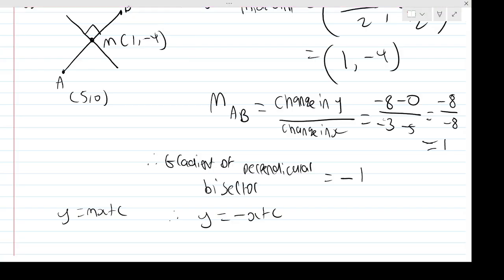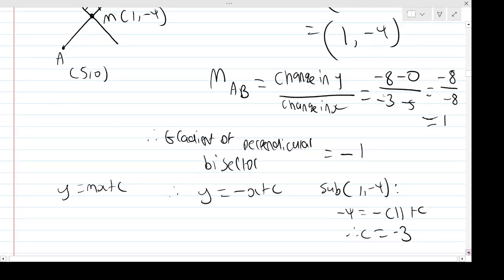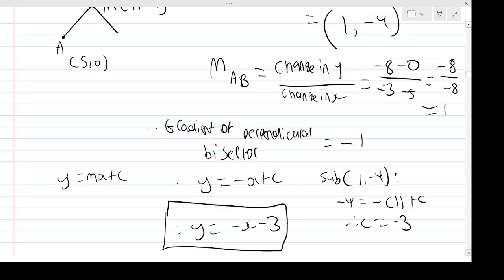So then I'm going to sub 1, minus 4 into the line. I then get, well, y would be minus 4, and then minus x would be minus 1, plus c. Therefore, that would be minus 1, so therefore c would be minus 3, if we add 1 to both sides. Cool, so therefore at the end, y is minus x minus 3, and there's my equation of the bisector.